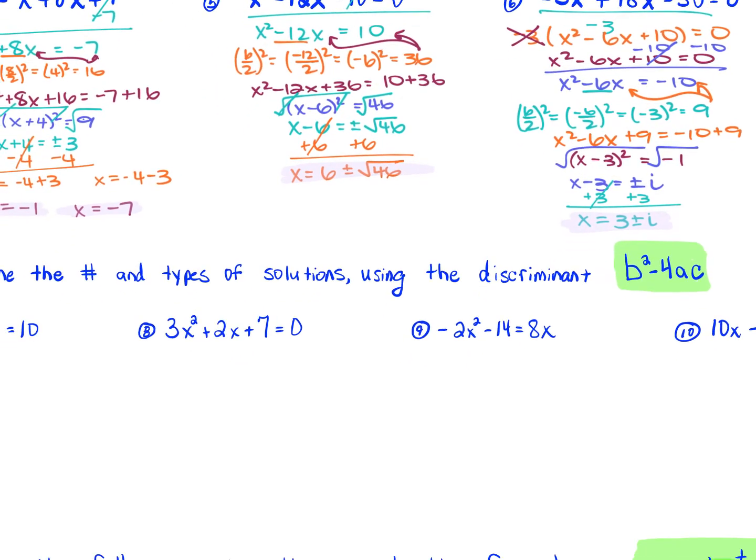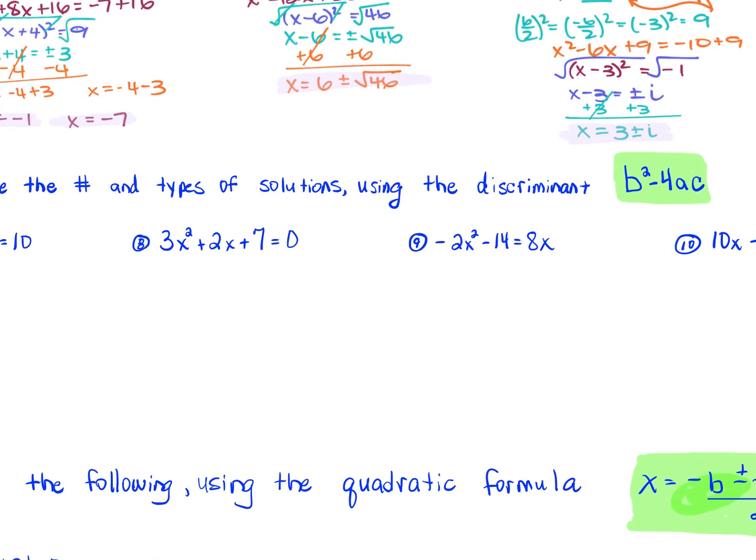For the next part in your review, you're determining the number and the types of solutions using the discriminant. Your discriminant is b squared minus 4 times a times c. When you do these, make sure everything's on the same side of the equal sign and your equation's equal to 0. Once you do that, identify your a, your b, and your c, plug them in, simplify.